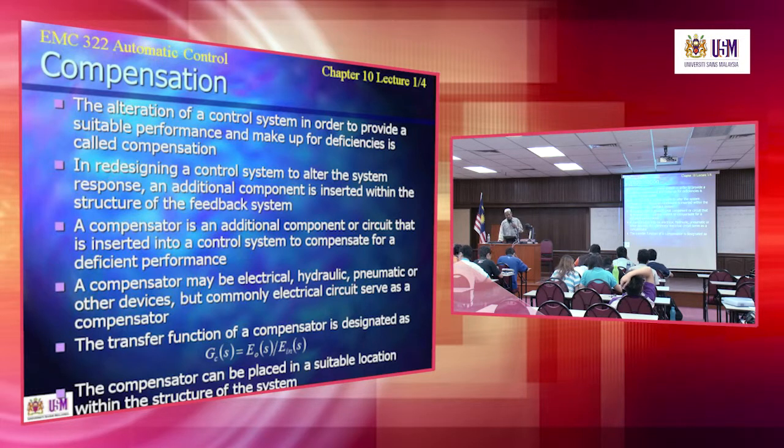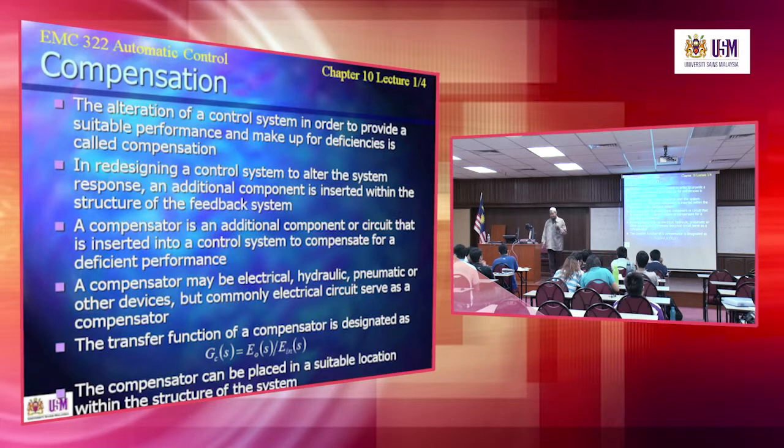Okay, the transfer function of a compensator is designed as follows. When we add a compensator, basically we add either a pole or zero in the compensator. And because of that, the compensator has its own transfer function, which needs to be determined by us. Because normally, like the plant, we need to derive it from the physical system of the plant. But for this compensator, because it is from us, you need to decide what is the equation, what is the transfer function.